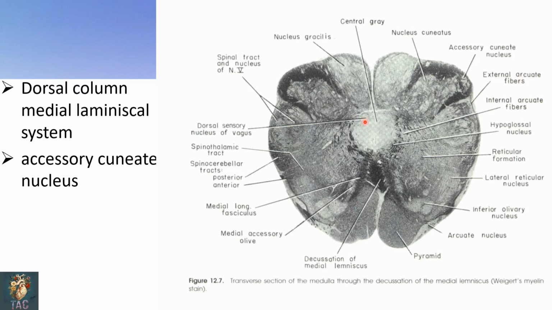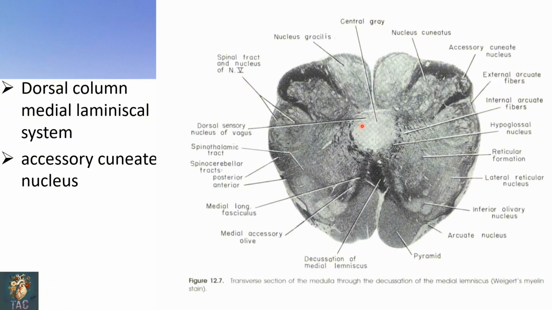So I repeat again, from the anterior to the posterior aspect, these are the pyramids which are present. The inferior olivary nuclear complex has appeared. This is the decussation of the medial lemniscus. Here you can see the medial longitudinal fasciculi which are present over here. Again these are the medial longitudinal fasciculus. This one is the medial accessory olivary nucleus along with the inferior olivary nucleus.